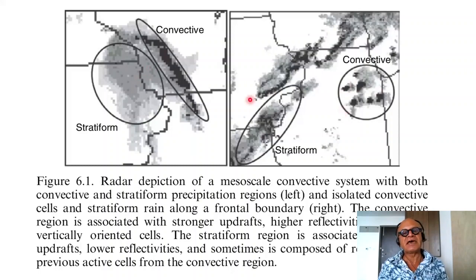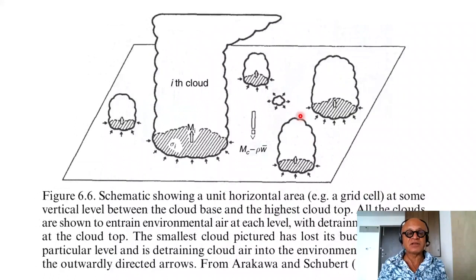So keeping in mind again the problems of orography, resolution, and basic physical understanding, and then remembering that having to resolve these different forms of rainfall formation and convection, one is going to face lots of different aspects. So here, a schematic showing a unit horizontal area, for example a grid cell, at some vertical level between the cloud base where the air is rising and hitting the cloud base, and the highest cloud top here.